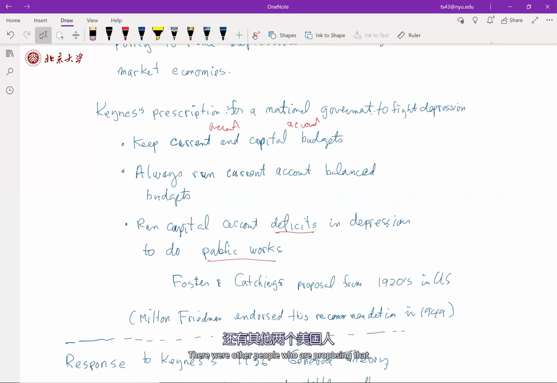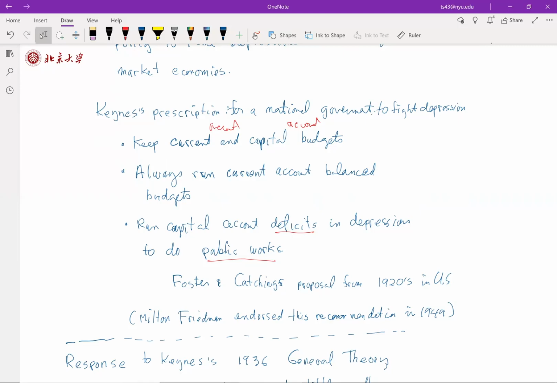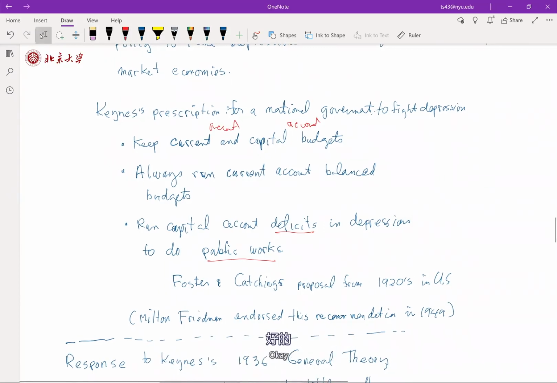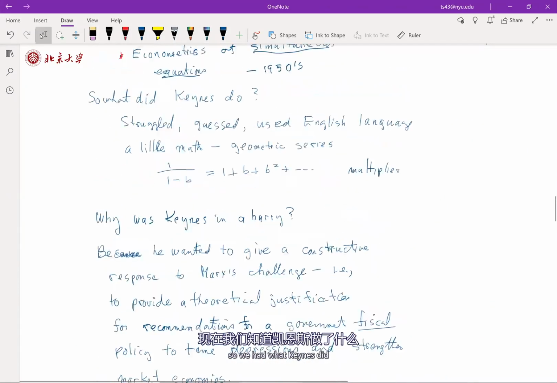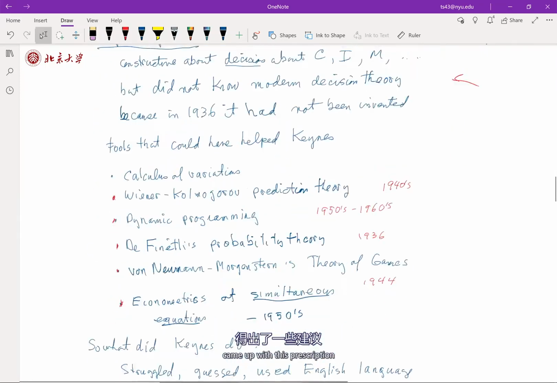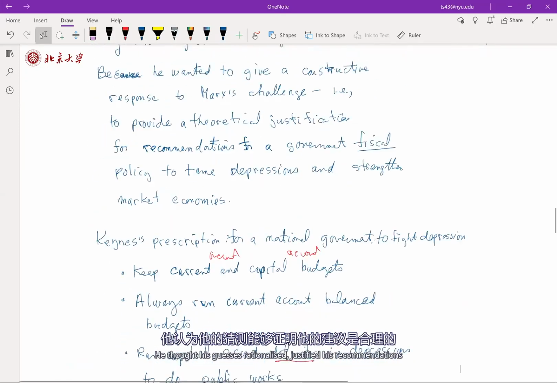And there were other people who were proposing that. Two Americans, Foster and Catchings, were proposing that in the 1920s. It attracted some attention from both Herbert Hoover and Franklin Roosevelt. And Milton Friedman actually endorsed that recommendation in 1949. It's exactly Keynes's proposal. Okay, so this is what Keynes did. He made some guesses, came up with this description. He thought his guesses rationalized, justified his recommendations.